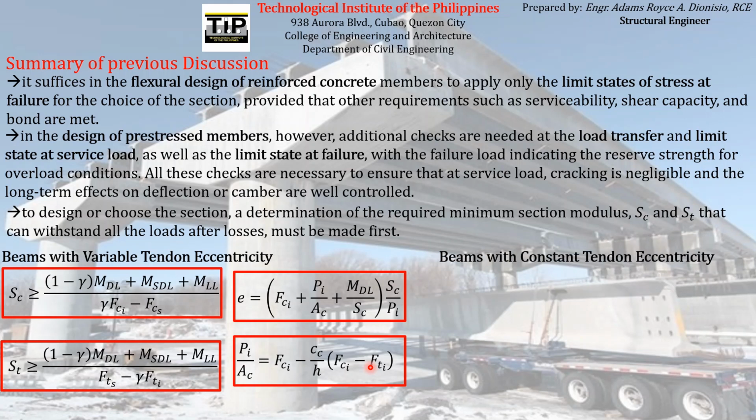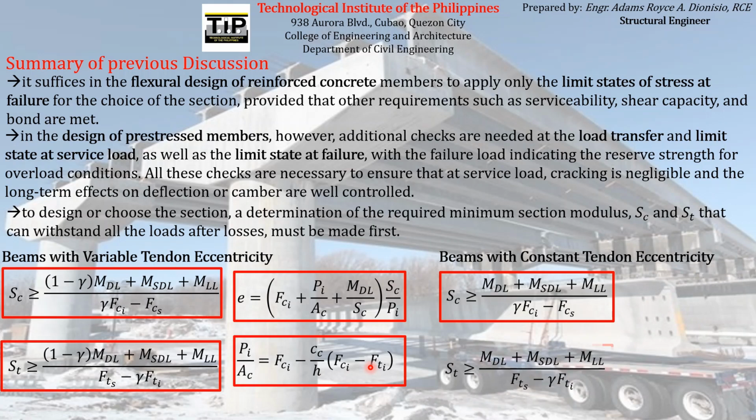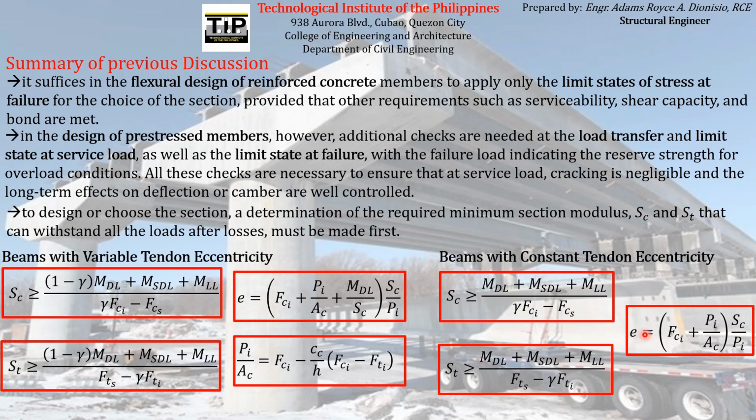So for beams with constant tendon eccentricity, meaning the eccentricity of the tendon doesn't change all throughout the length of the beam, the formulas that you can use for finding the minimum section modulus are these. So the section modulus of the section that we will choose must have a section modulus greater than or equal to this section modulus that you can compute using these formulas. And in addition to that, the maximum eccentricity that our tendon profile can have, in order for us to ensure that the stresses acting on the pre-stressing reinforcement as well as the concrete element will not exceed the allowable stresses specified by the code.